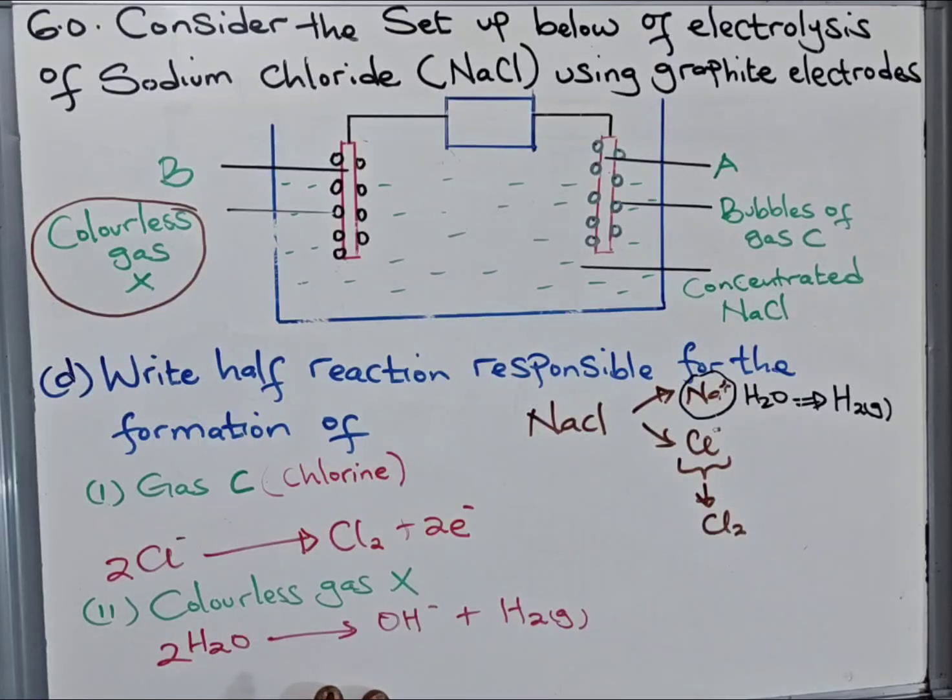Then we need to know how many electrons are involved. So you have to balance by putting a 2 here. And from there, you can now tell that 2 electrons are involved. And where do you put them? We put them this side, so it's going to be plus 2 electrons, giving you that. So what you have here is the equation responsible for formation of the colorless gas. And what's the colorless gas here? It is hydrogen. Hydrogen is the colorless gas we are talking about here.